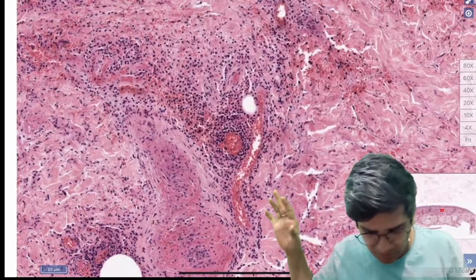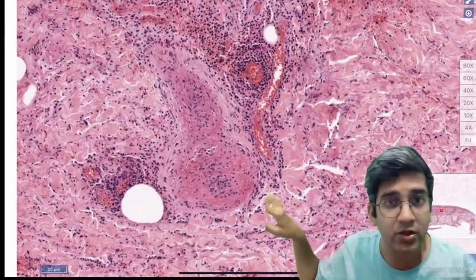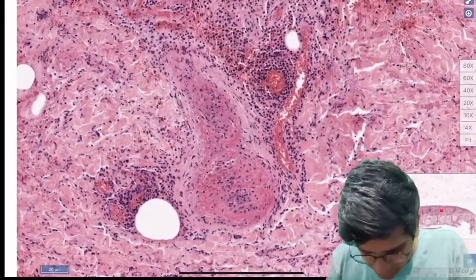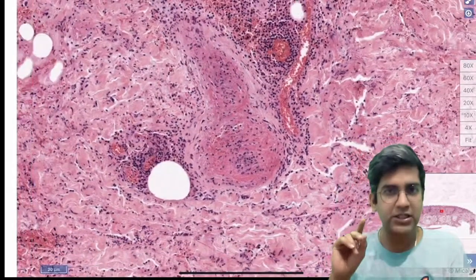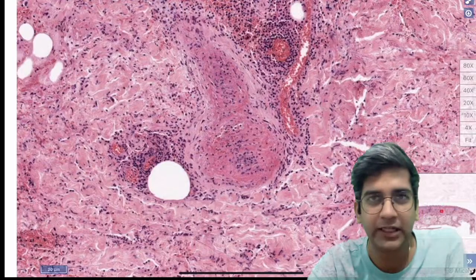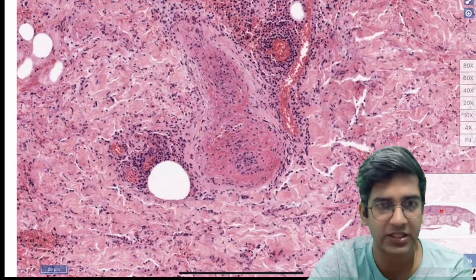Do you accept there's a good amount of inflammation? Look at this. It's a good amount of inflammation here. Yes. Perfect. Just two more findings, then we'll wind it up. The diagnosis here is leukocytoclastic vasculitis only.